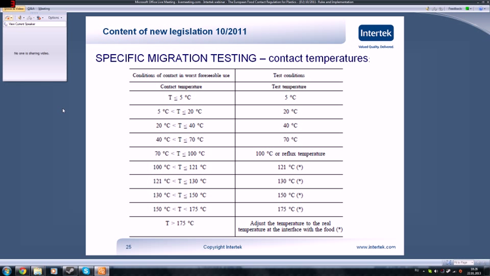The second part of this contact, and very important for the transfer between the two phases, plastics and the food, is the contact temperature. Here as well, a table is given. So if you're below 5 centigrades, it's 5 centigrades. If you're between 20 and 40 centigrades, it's 40 centigrades. So always the highest, of course. And if it's above 175, you need to adjust as much as possible the temperature to the real temperature at the interface with food.